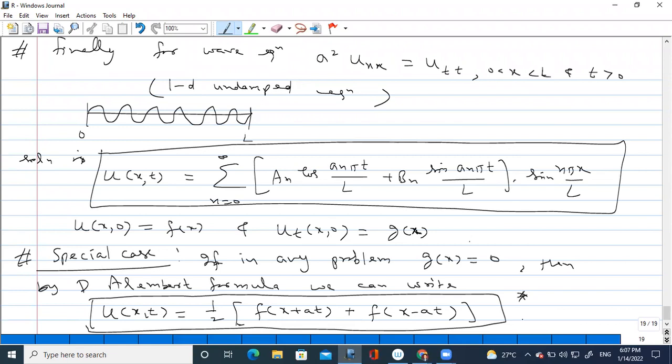So this formula is also important, but you have to notice that g(x) must be 0. Then only this formula is applicable. Otherwise, no. Note down this.